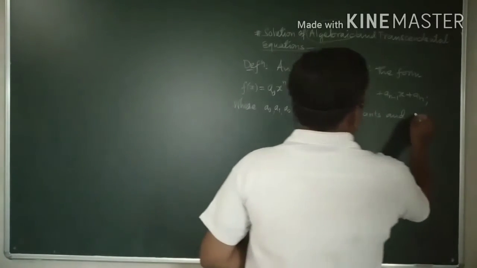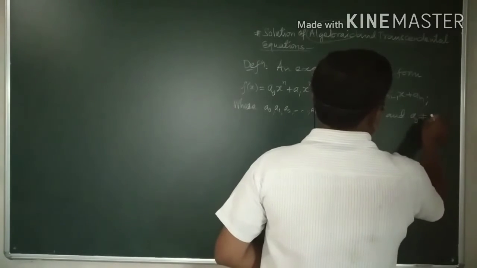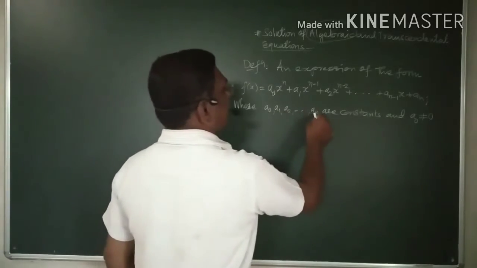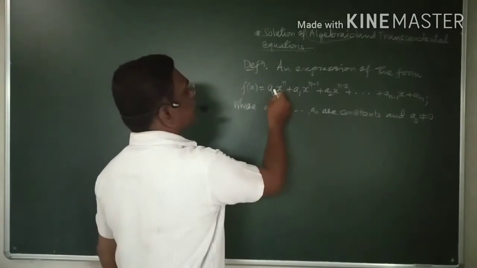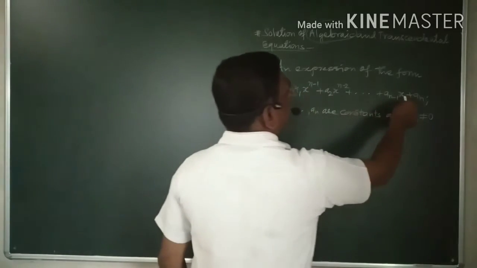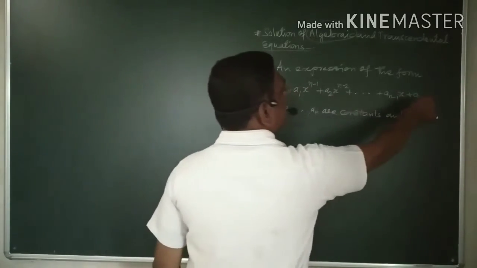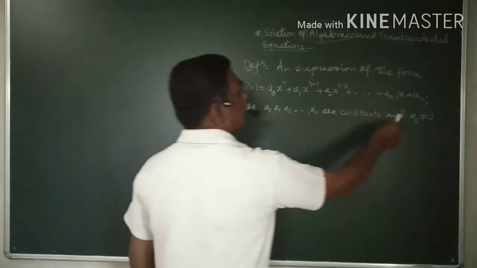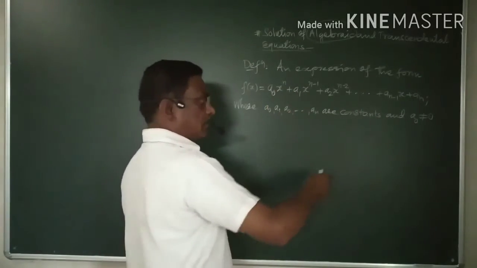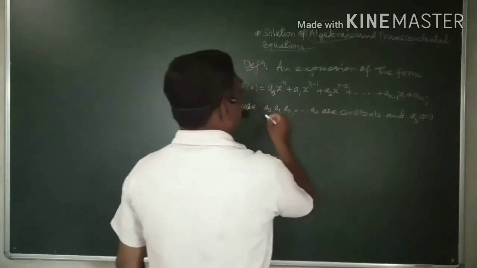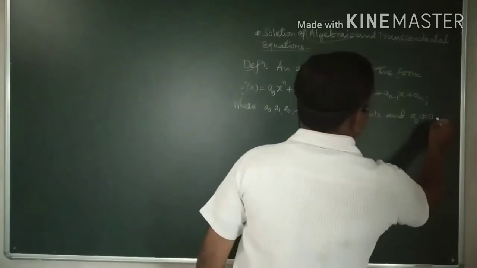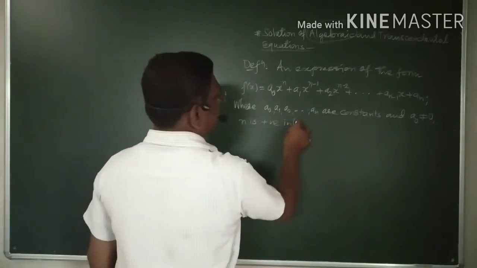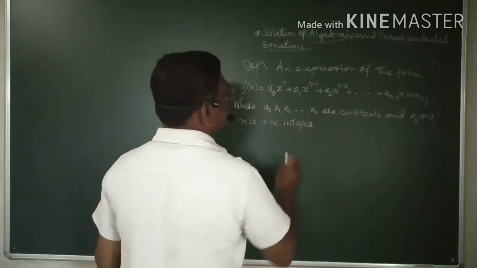and there is a restriction: a0 should not be 0. Okay, a0, a1, up to an are constants, and the coefficients of x^n, x^(n-1), and so on, and x^0 are constants, and one more restriction is that a0 should not be 0, the coefficient of x^n not 0. And n is a positive integer.